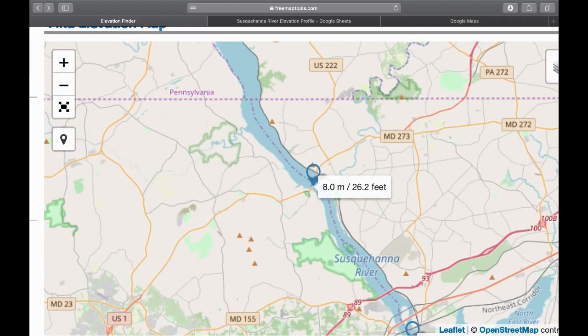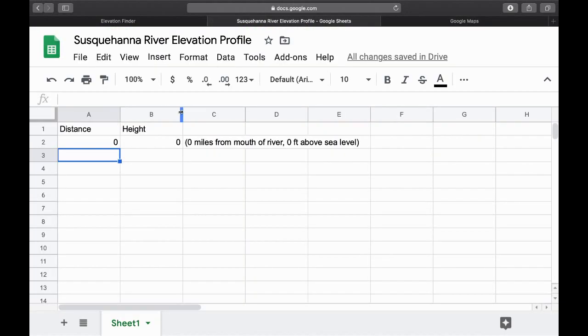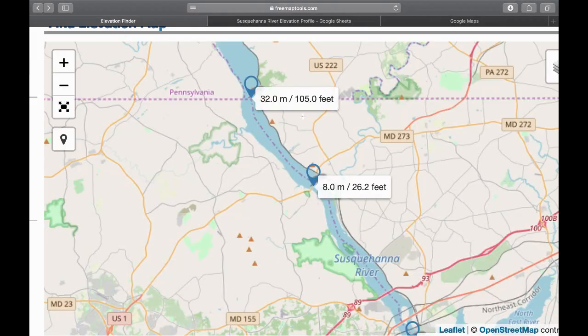If I go to the Pennsylvania-Maryland border and find the height, I'm all the way up at 105 feet. So those numbers again are 14.47 miles. Let me write that down. 14.47 miles and a height of 105 feet.